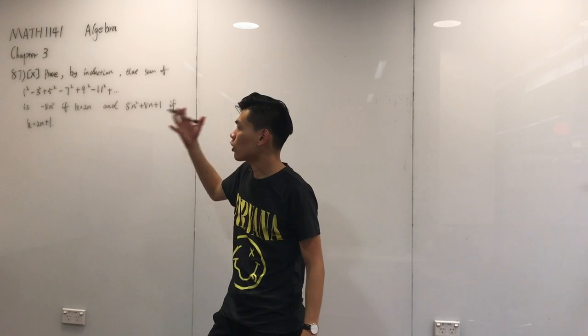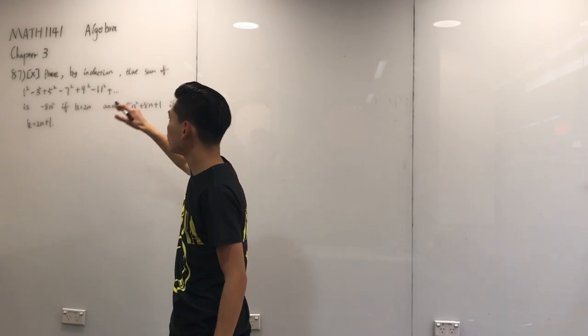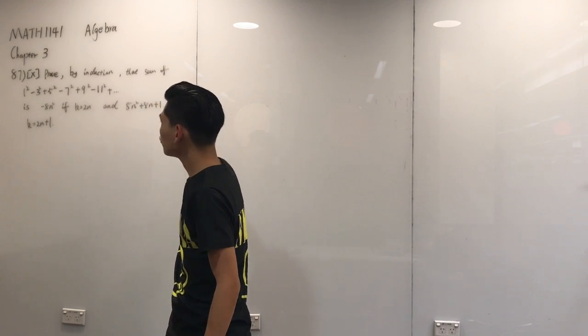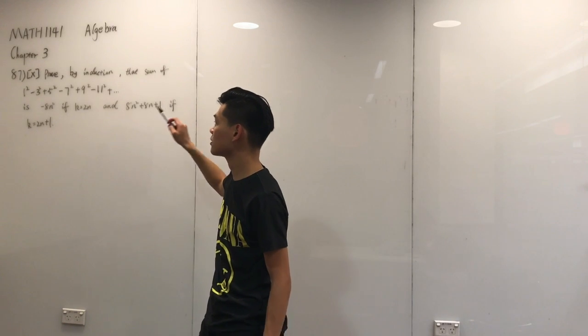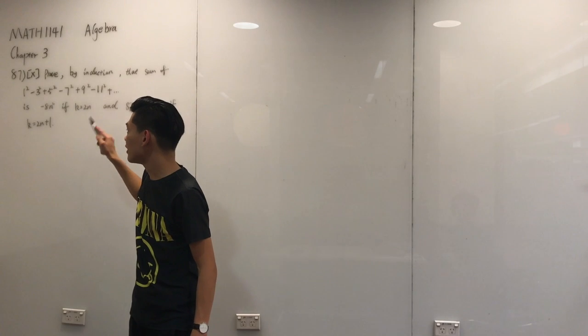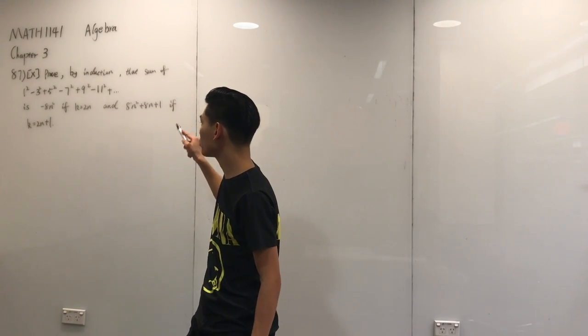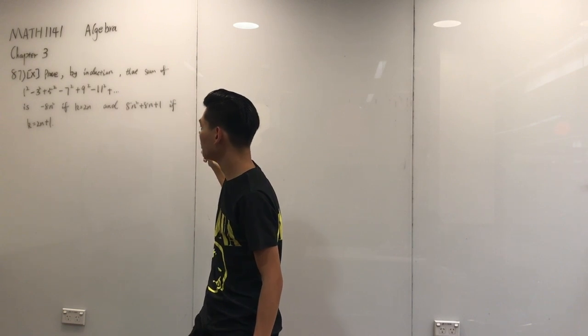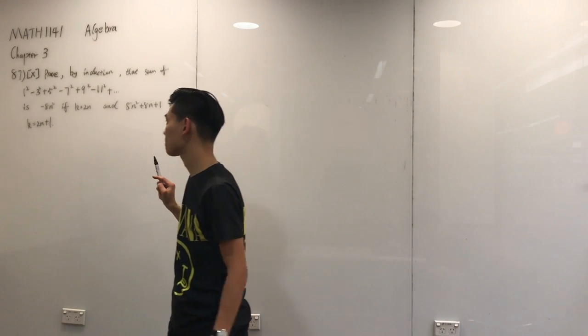Now, question 87. Let's look at this question. Prove by induction that the sum of 1 squared minus 3 squared plus 5 squared minus 7 squared plus 9 squared minus 11 squared plus and so on is negative 8n squared if k equals 2n, and 8n squared plus 8n plus 1 if k equals 2n plus 1.